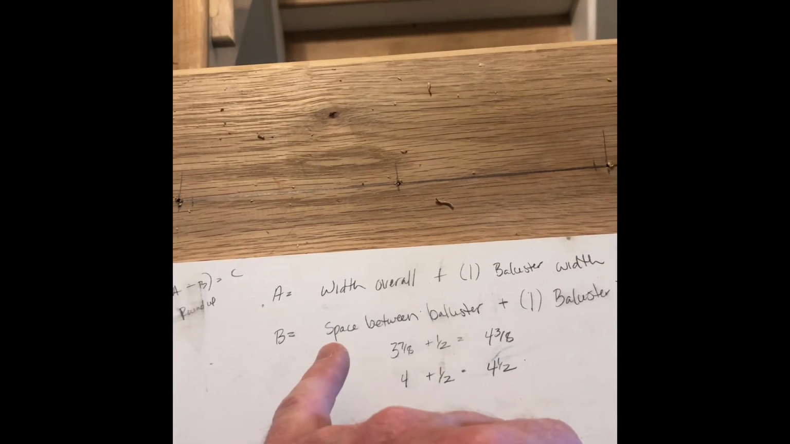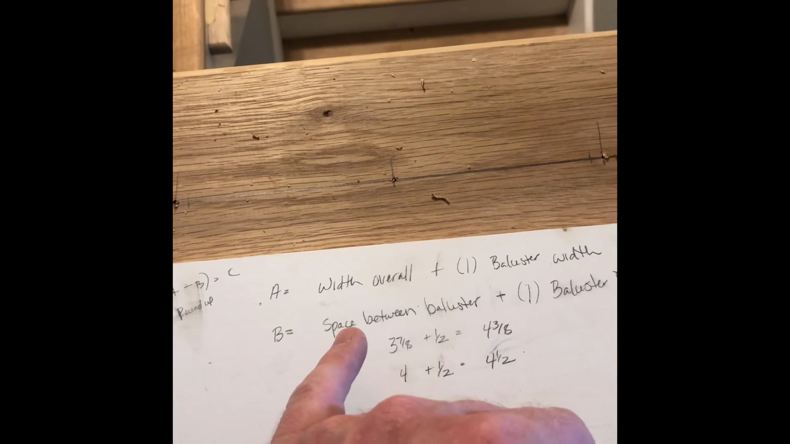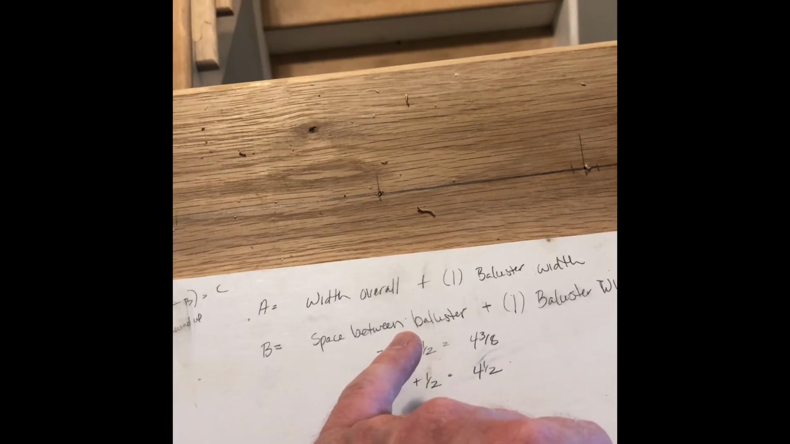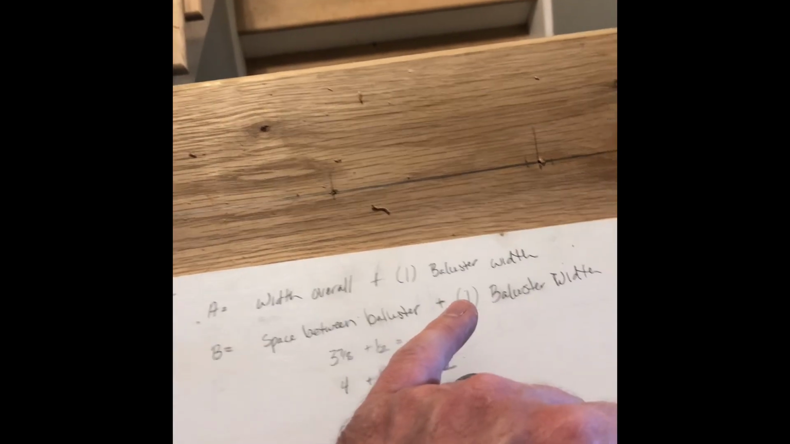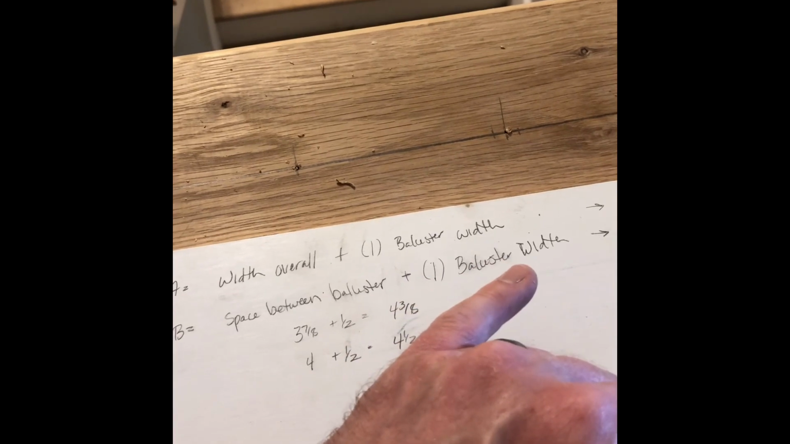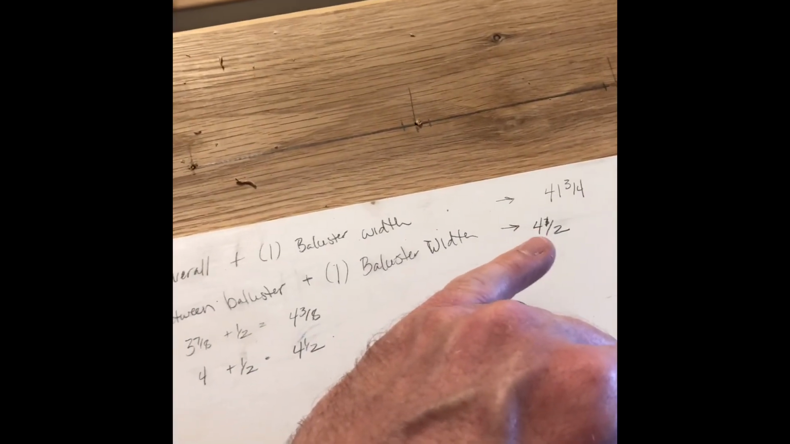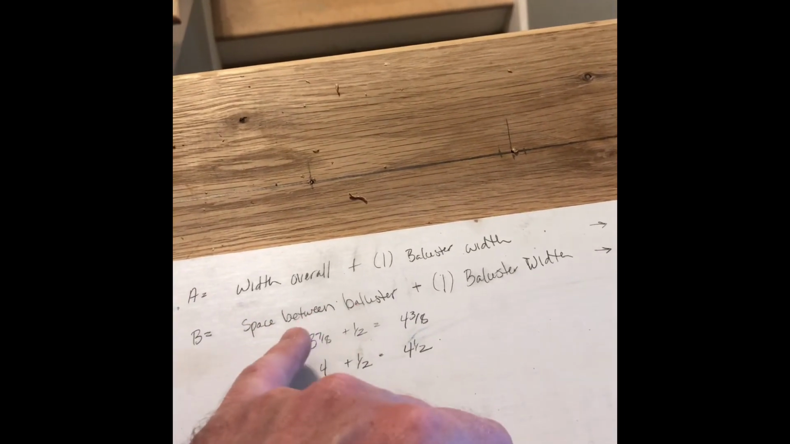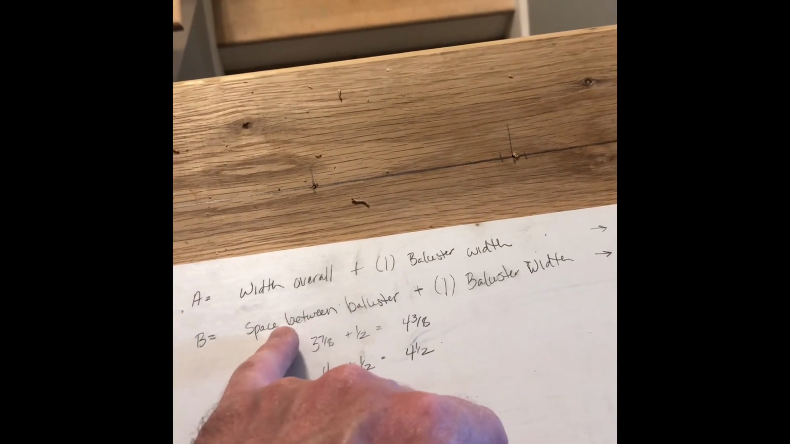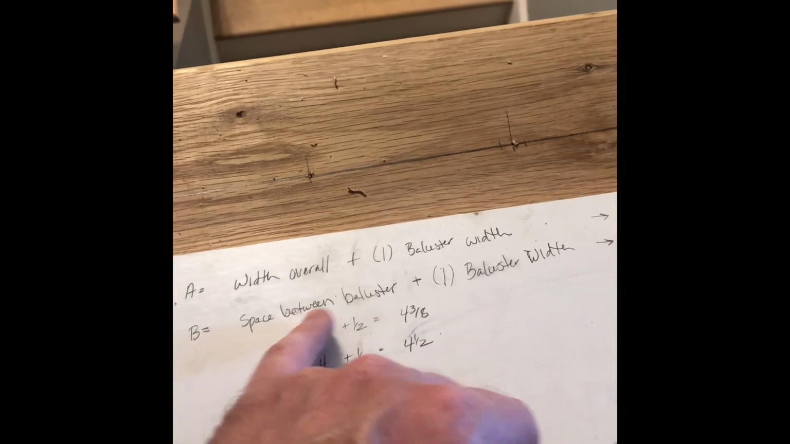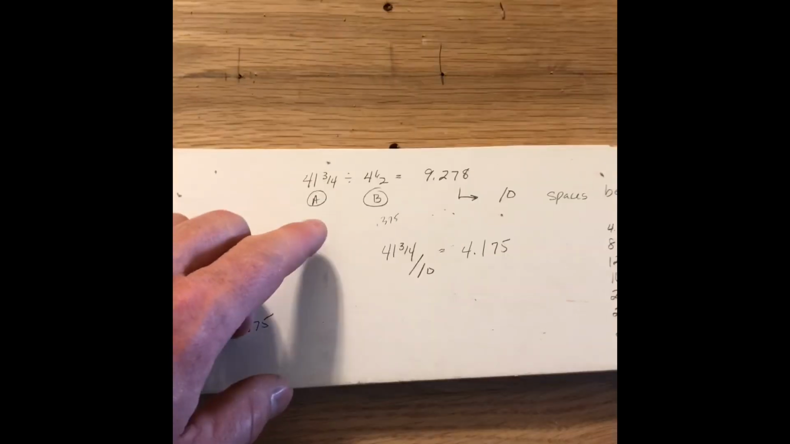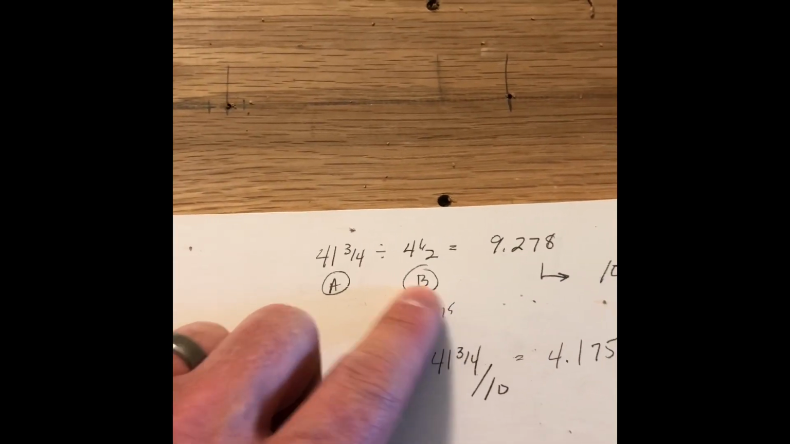Next is B. We find the space between the balusters, which is max 4 inches per code, and then we add one baluster width, which gives us 4.5. Now, if you are looking for a different pattern where you want the spacing to be smaller than that, you can certainly use that formula. Say you want 2 inches in between, you say 2 inches plus one baluster width, and that gives you this B number.